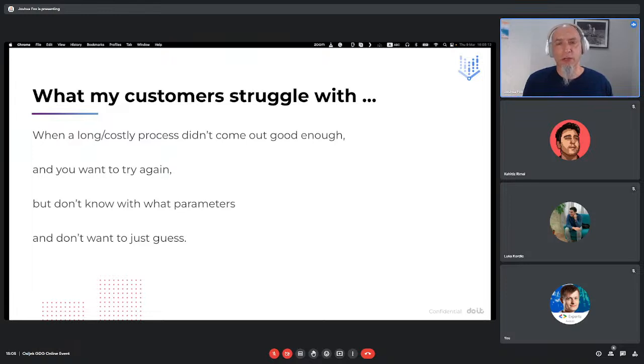Many of my customers struggle with this problem. A long, costly process doesn't come out good enough, for example machine learning training, and they want to try again. But they don't know with what parameters to retry it, and they don't want to just guess because it's expensive and slow. So what do you do once you've done your machine learning training over and over? It's 3 in the morning. You're going to do it again. It's not good enough. You're wasting time and money on each cycle.